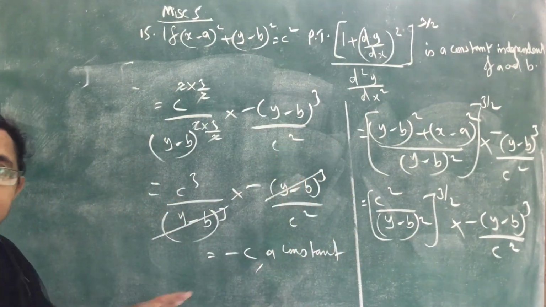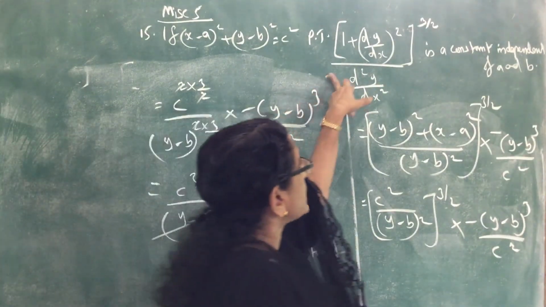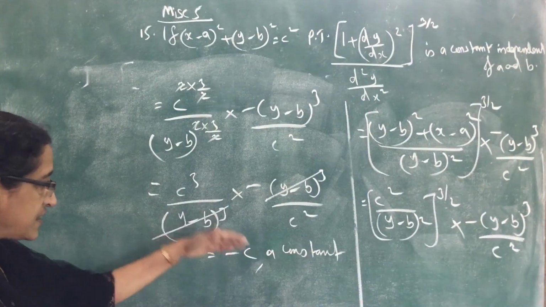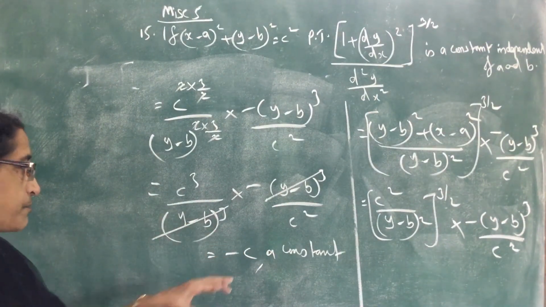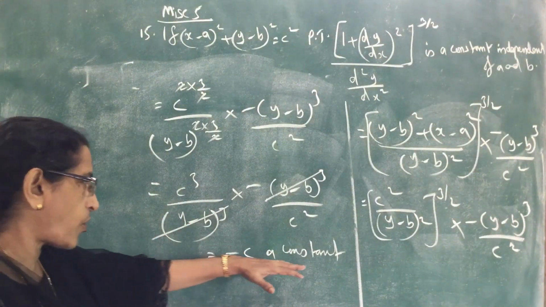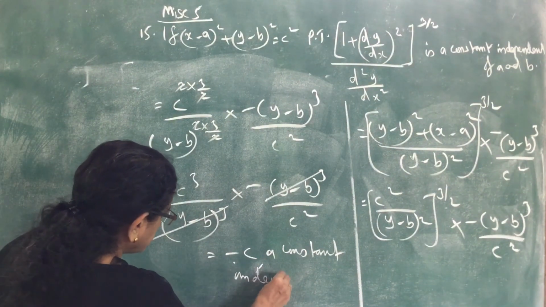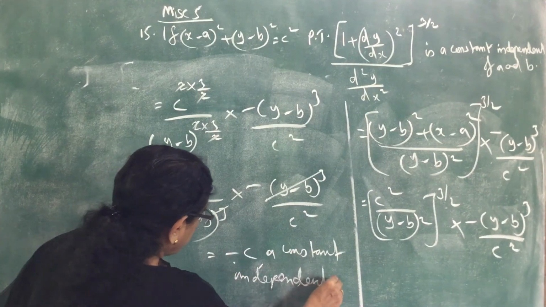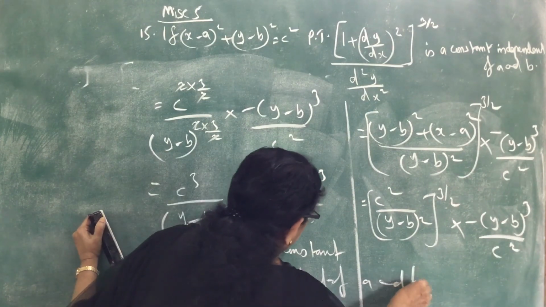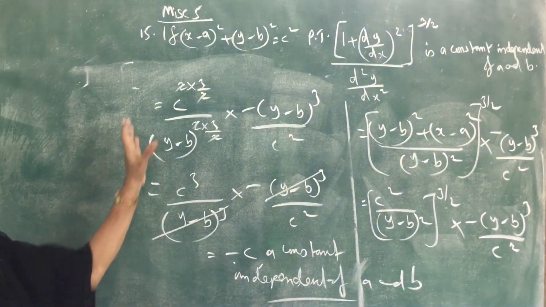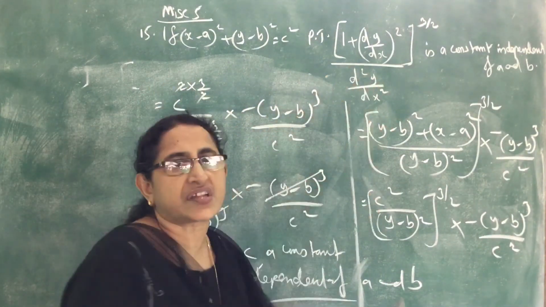We have to prove that it is a constant independent of a and b. See here, in the answer there is no a and b, it is only a constant, minus c. So minus c is a constant independent of a and b. So we proved that this expression is a constant independent of a and b.